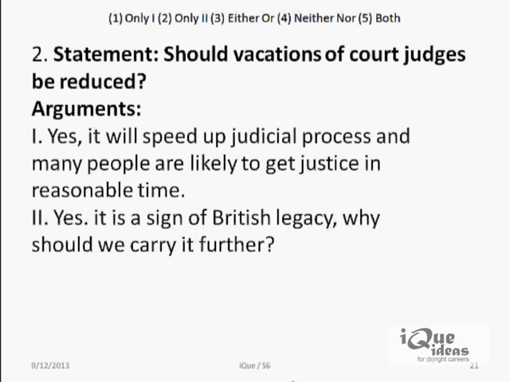The second example, statement given is, should vacations of court judges be reduced? The first argument says yes, it will speed up the judicial process and many people are likely to get justice in reasonable time. Now, again, it is a universally acknowledged fact that when people work more, more work is done. And if the vacation of court judges is reduced, then they will be spending more time hearing cases. And it is very likely that many more people would get justice in reasonable time. And hence, this is a strong argument.